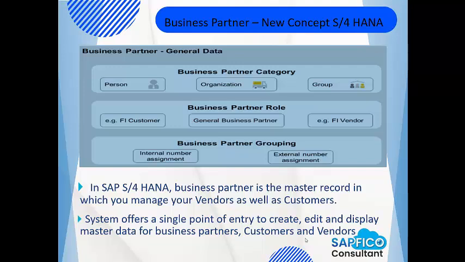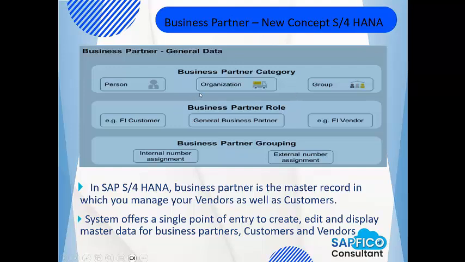So in S4 HANA, the new concept is that the vendor master, or for that matter the customer master, is called a business partner. In the general data section, we first have to select the business partner category, whether it's a person, an organization, or a group. So we select one of these three.